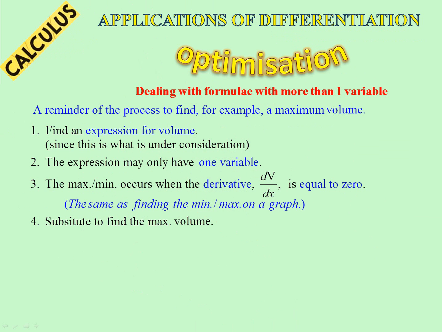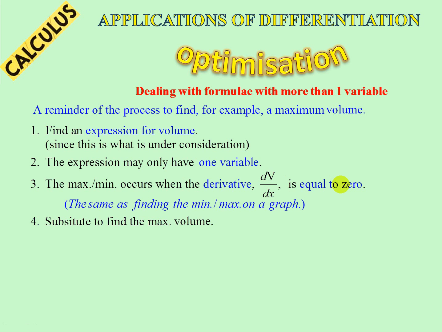Bit of a reminder once again, because we're now going on to examples for you to do, and they're all examples involving more than one variable. So if you're finding, for example, a maximum volume, area, or cost, you'd find an expression for that volume, area, or cost. You must make sure that it only has one variable. If it has two variables, you need to use some other relationship between the variables to solve for one in terms of the other and substitute. Maximum or minimum occurs when the derivative equals 0.